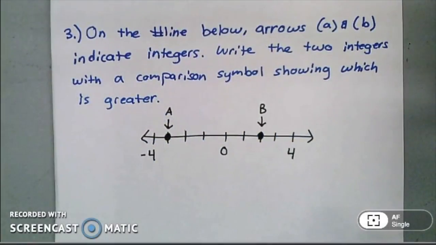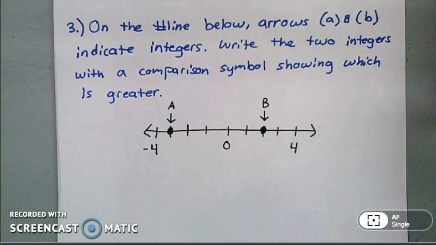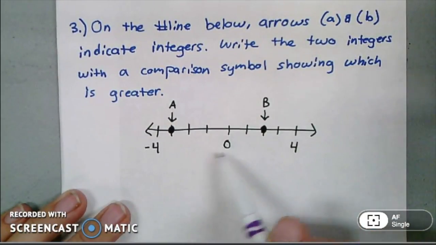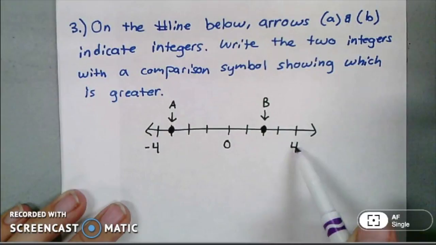All right, number 3. On the number line below, arrows A and B indicate integers. Write the two integers with a comparison symbol showing which is greater. And this is the last type of question you might get from this lesson. So here I see I have 0. Down here is -4. Up here is 4.